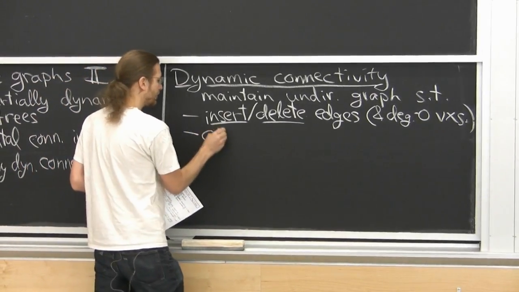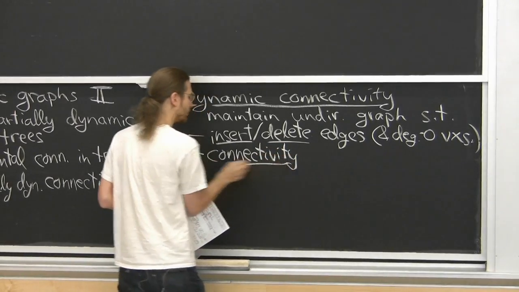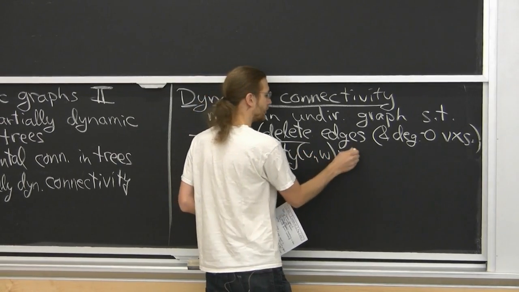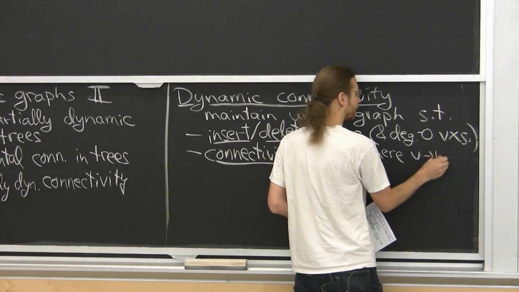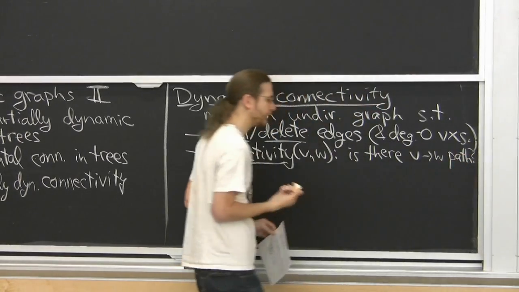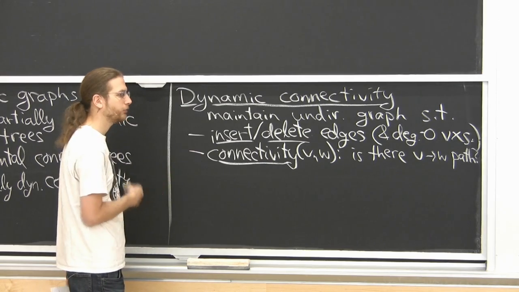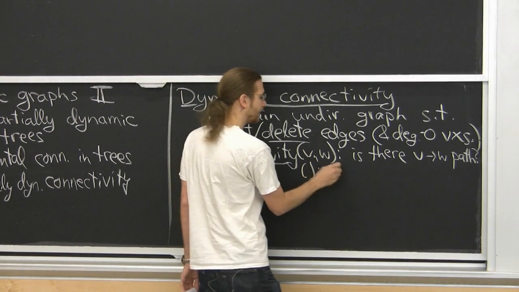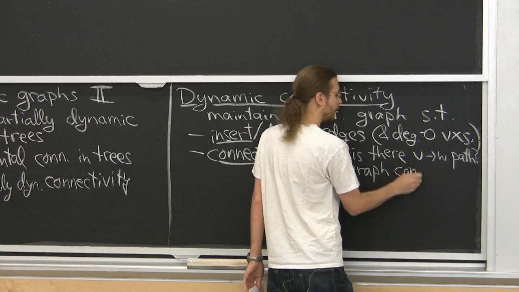And then the connectivity query is, given 2 vertices, is there a V to W path? So this is asking, are 2 vertices V and W in the same connected component? That's a kind of strong kind of query. In some sense, a weaker kind of query is just to know globally, is the graph connected? That's another interpretation of dynamic connectivity.